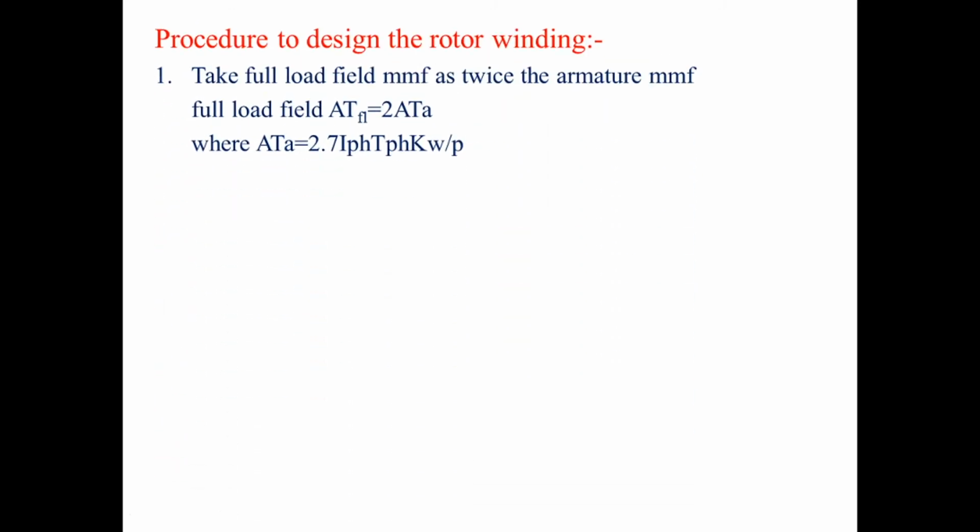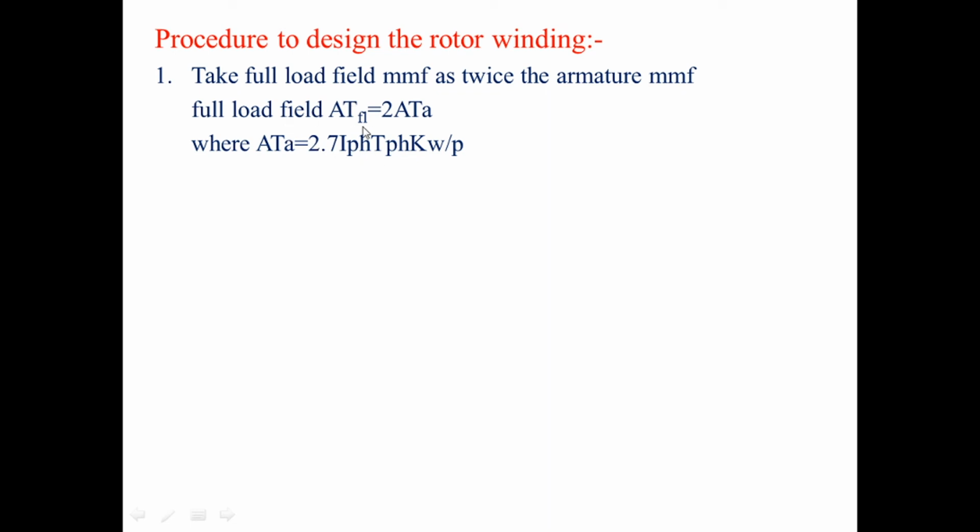Now, the last part of the design of synchronous generator is the procedure to design the rotor winding of the synchronous generator. So the first step is to take the full load field MMF as twice the armature MMF. Full load field MMF is given by ATFL, which is equal to 2 times the ATA, that is the armature MMF, where ATA is given by 2.7 I phase into T phase into kWs divided by P total. So that we have seen.